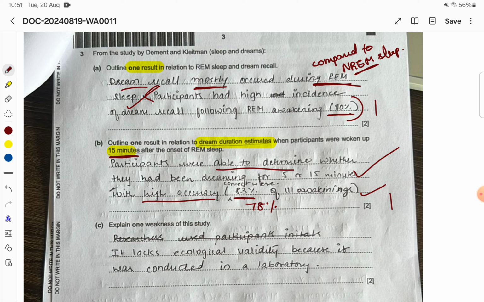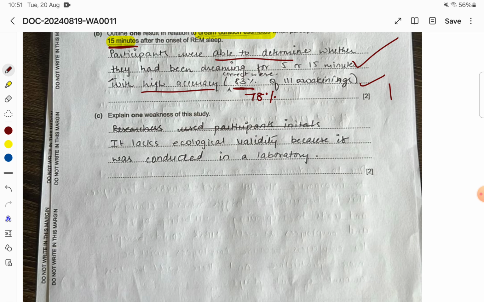So if you've reached this point in the video, I will strongly recommend read the original Dement and Kleitman paper, because this is one study you should not be taking lightly, looking at the way students respond to it in the papers. Next, they have asked explain one weakness of this study.